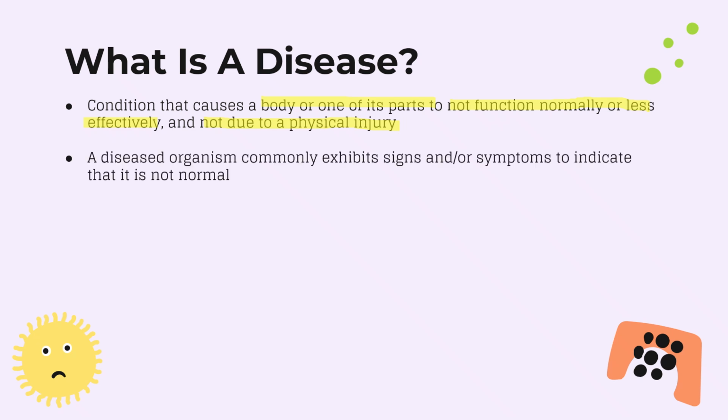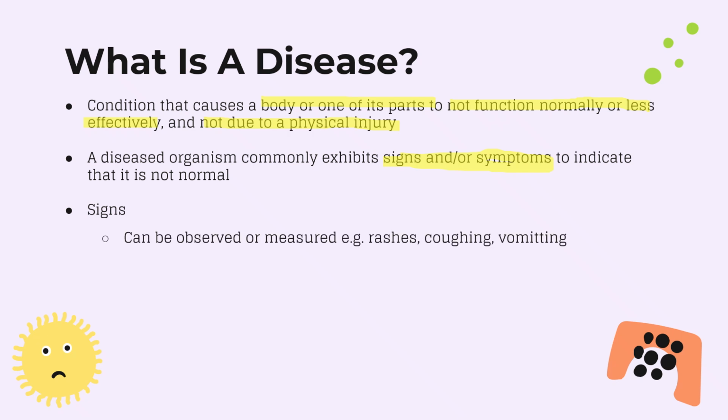A diseased organism will commonly exhibit signs and symptoms. So please take note of these two terms. What is considered a sign? A sign is something that can be observed or measured, such as rashes, coughing, and vomiting. These three examples that I highlight to you, you can actually see them, you can actually hear them, you can actually, in a way, measure them. So this is considered a sign.